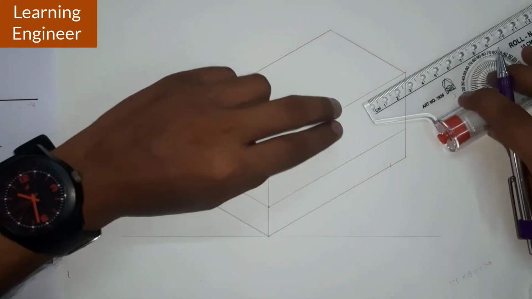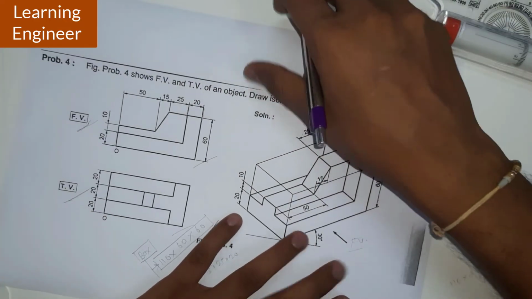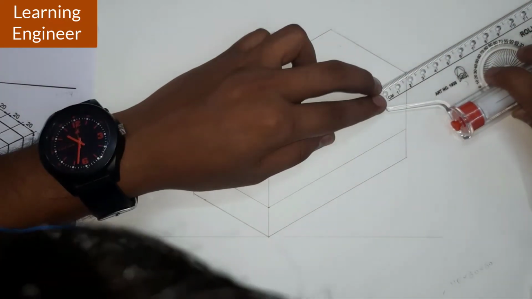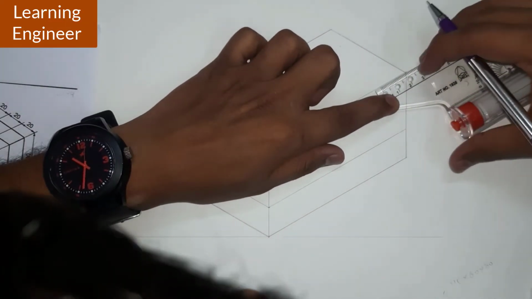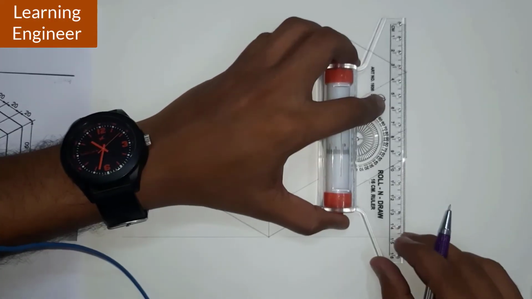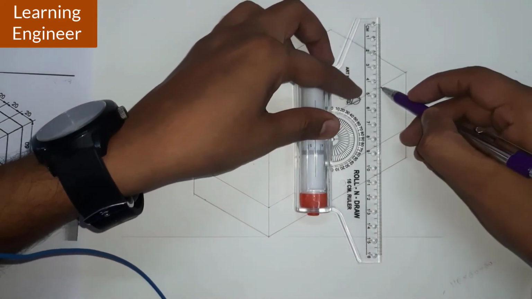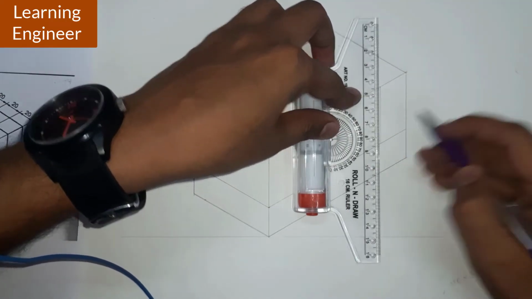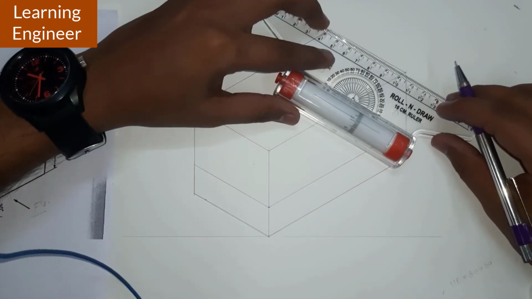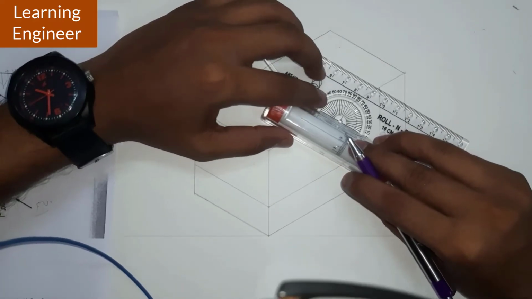Now we have to mark 20 mm from over here also, because we know this particular distance is also 20. So we have to mark 20 mm on this side also. Then we have to draw a vertical line passing through this particular point. Now as you know, this particular L will be visible to us. Now draw this particular line also parallel to this, passing through that 20 mm point.